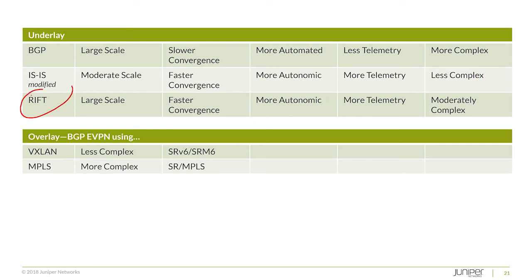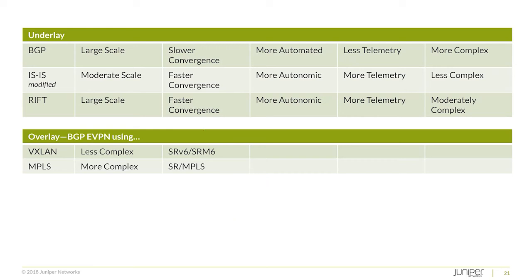There's also RIFT, which is very large scale. This is targeting millions of devices in the fabric, or millions of edge ports. It's very fast convergence. It's actually faster than ISIS, or it should be. It's more autonomic. You still have your LSDB at some points in the network, and I consider it moderately complex. Now, of course, you could also run OSPF in these fabrics if you wanted to, especially in a smaller fabric.